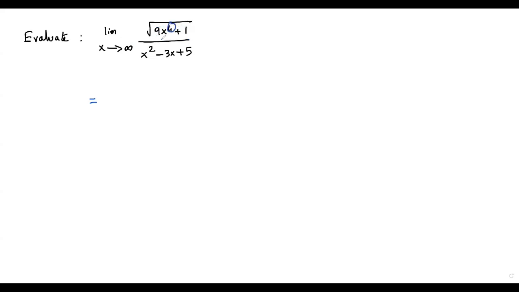That is 4. So what I need to do is factor x to the fourth power from the expression inside the square root. Okay, let me do it. Limit x tends to infinity. Inside the square root, I'm going to factor x to the fourth power out from the expression.